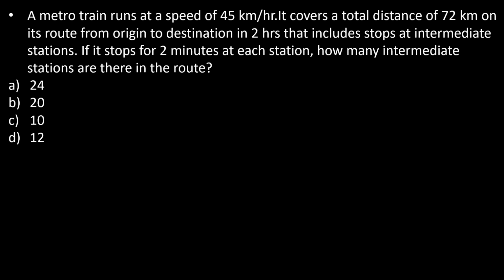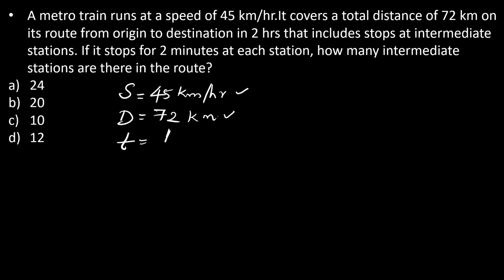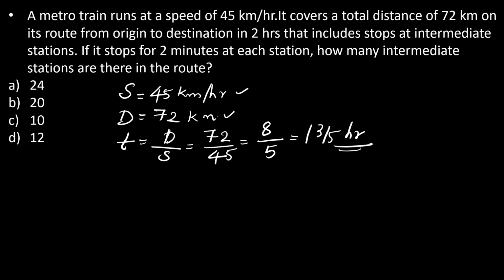It is said that the speed of the metro train is 45 km per hour, and the total distance it covers is 72 km. So what would be the time taken by the train to travel this much distance with this speed? We know that time is equal to distance by speed, that is 72 by 45. This is equal to 8 by 5, that is 1 hour and 3 by 5 hours.